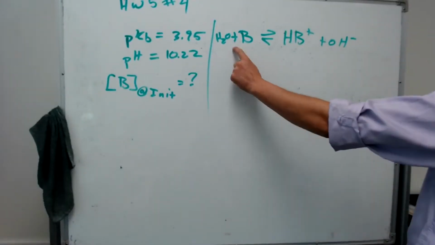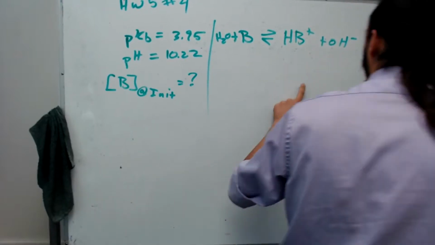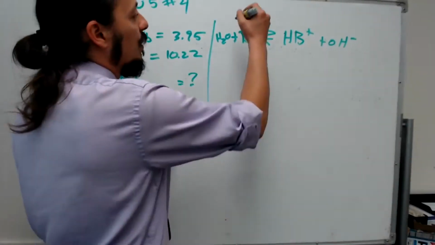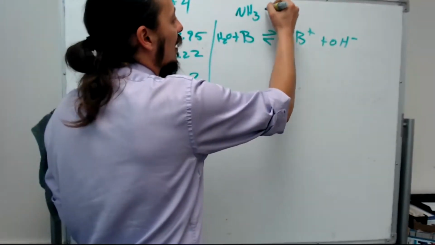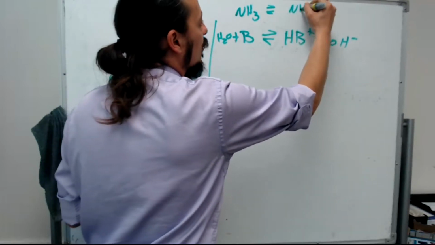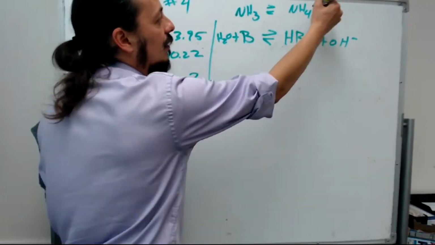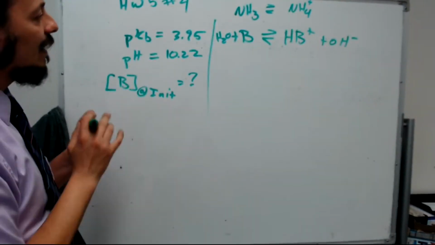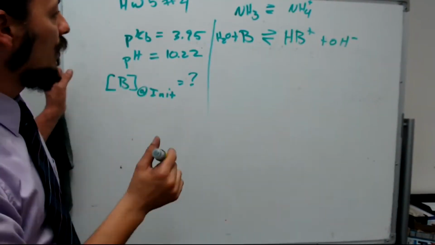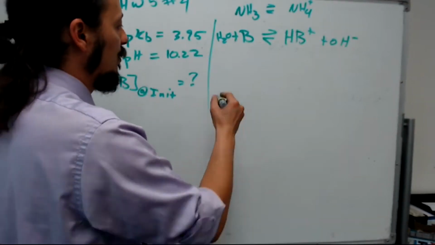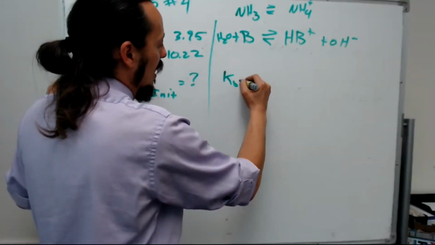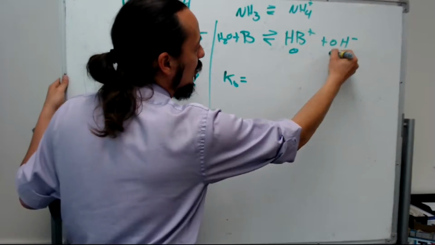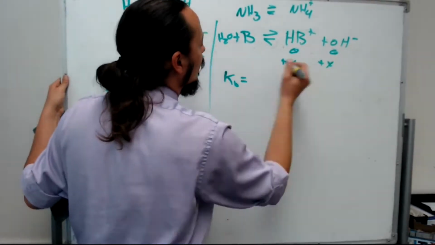You could have done A minus plus H2O goes to HA, but I like doing this one for weak bases because it looks like NH3 going to NH4 plus, the weak base and its conjugate acid. So I like using this one better. We're still going to end up with this situation: Kb equals, and we're going to have 0, 0 plus X, plus X.